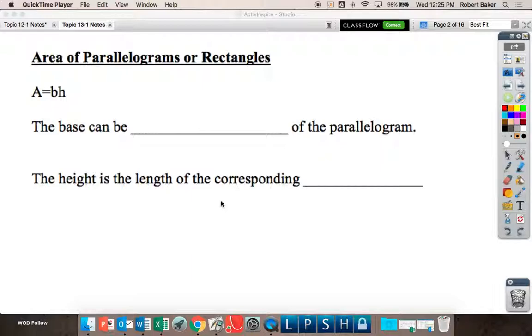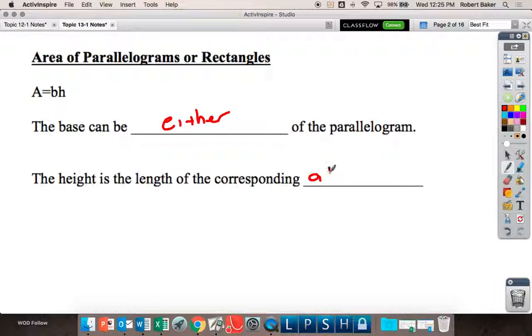It's a pretty complicated formula. Area is equal to base times height. Okay? Now, the base can be either side of the parallelogram. But the height is the length of the corresponding altitude.